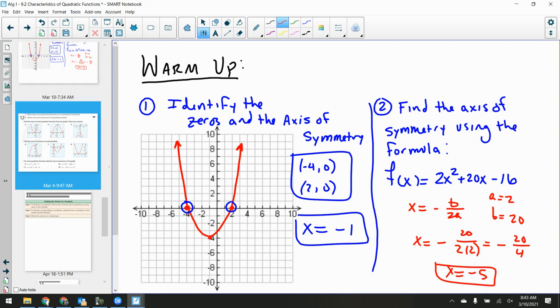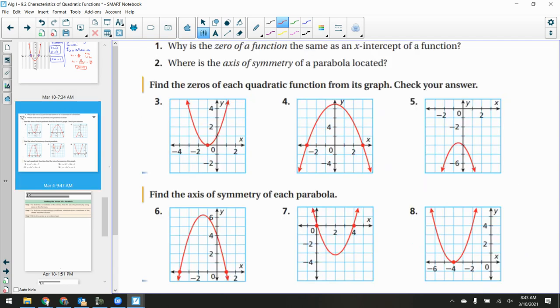All right, let's go over the homework. Okay, I'm going to have you guys give me some answers here. Can somebody tell me why is a zero of a function the same as the x-intercept of a function? Because the zeros are the x-intercepts. Good. And if I plug in 0 into the function, that gives me the y value of the intercept.